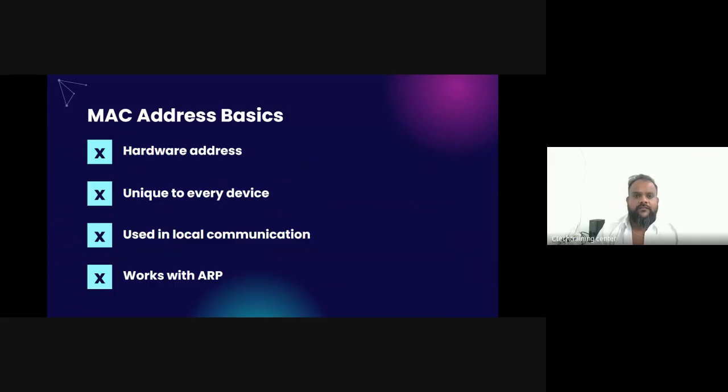MAC addresses are physical identifiers. When IP needs to reach a device internally, ARP finds the MAC address for you. And we'll look at what ARP is and how it works as well. ARP is a bigger concept, but I'll explain to you how it works. Okay?